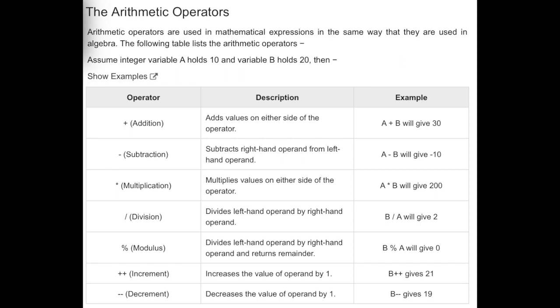So arithmetic operators in Java are very similar to arithmetic operators in math. They add and subtract right-hand operands from left-hand operands, and multiply values on either side of the operator. They divide left-hand operands by right-hand operands, and the modulus divides left-hand operands by right-hand operands and returns the remainder. So it's the operators that we know and love from math class: the plus and minus sign, the division sign, and the multiplication sign.